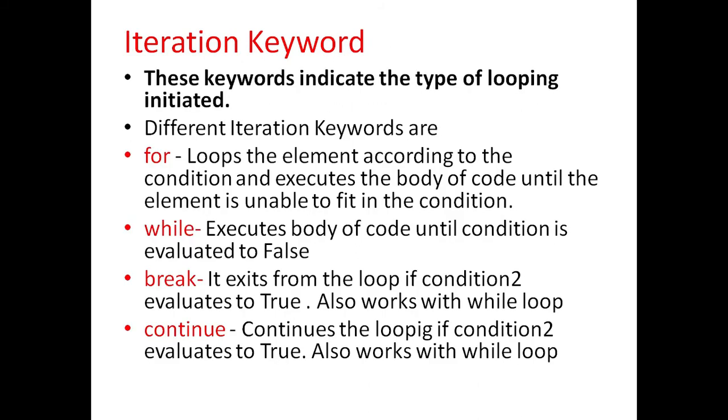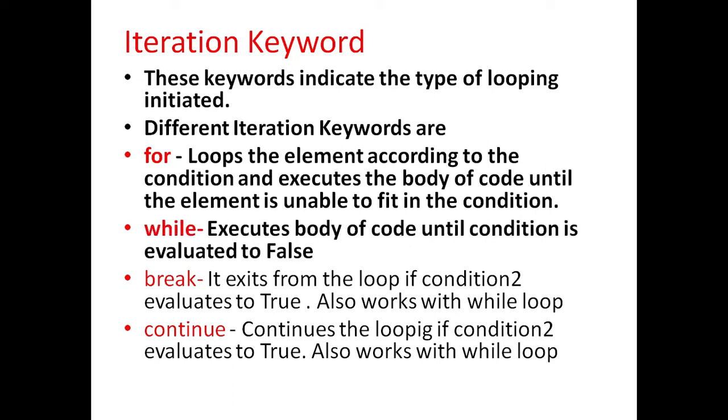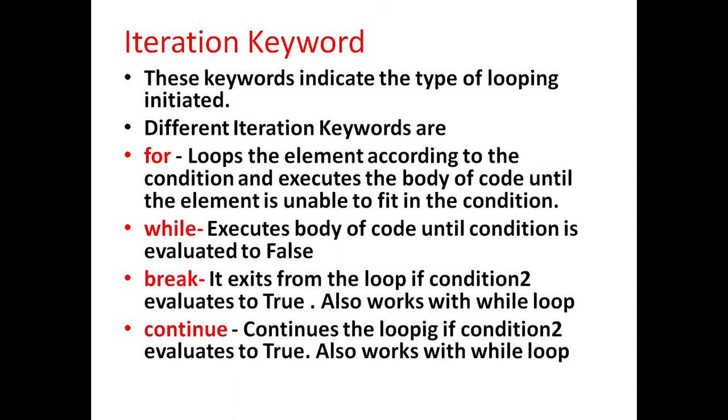Iteration keywords are keywords that indicate the type of looping initiated. Different iteration keywords are for, which loops over the elements according to the condition and executes the body of code until the element is unable to fit in the condition. while executes the body of code until the condition is evaluated to false. break exits from the loop if the condition evaluates to true. It also works with the while loop. continue, which continues the looping if the condition evaluates to true. It also works with the while loop.